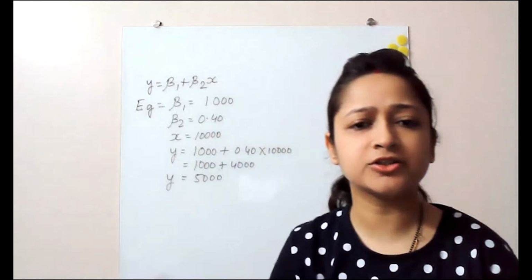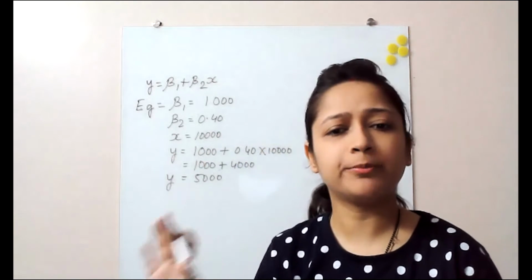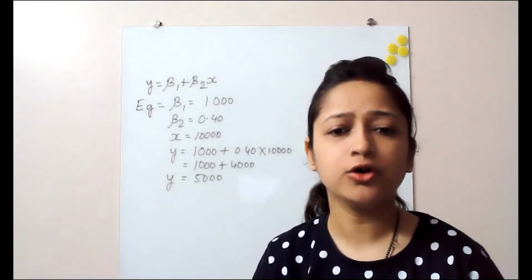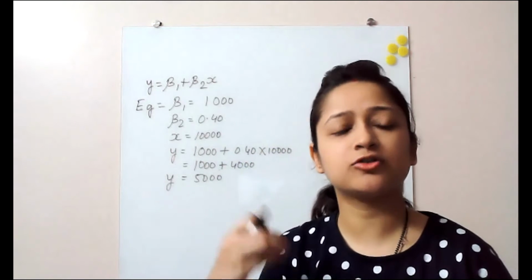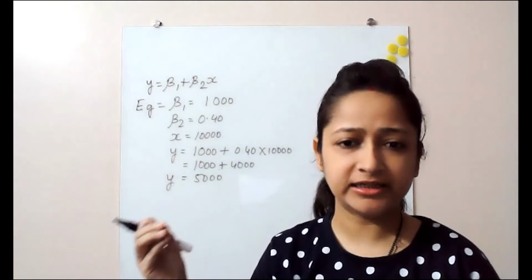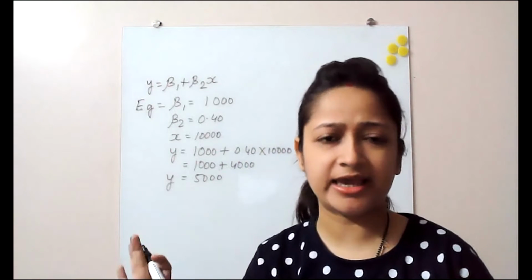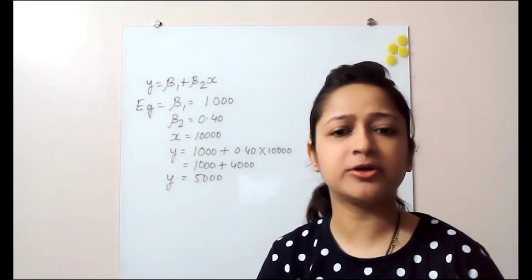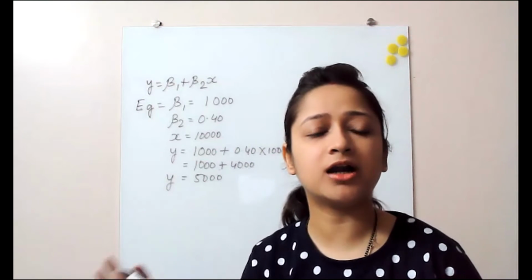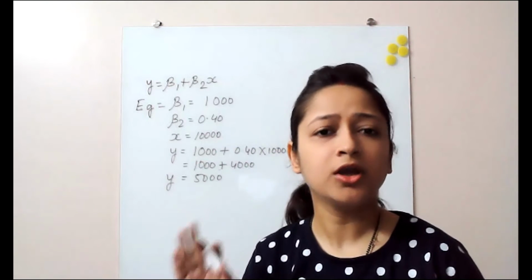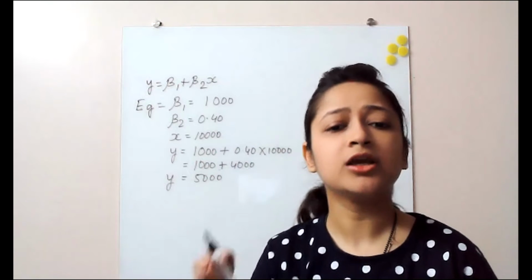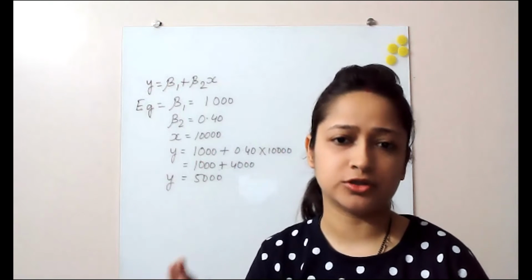So if my fixed cost, beta 1, is 1000 and beta 2 is 0.40, like always we invest 0.40 of the amount, and our initial investment x is 10,000. Now if our initial investment is 10,000, we will earn a profit of 5,000. We have concluded that if we invest 10,000, we will earn 5,000.